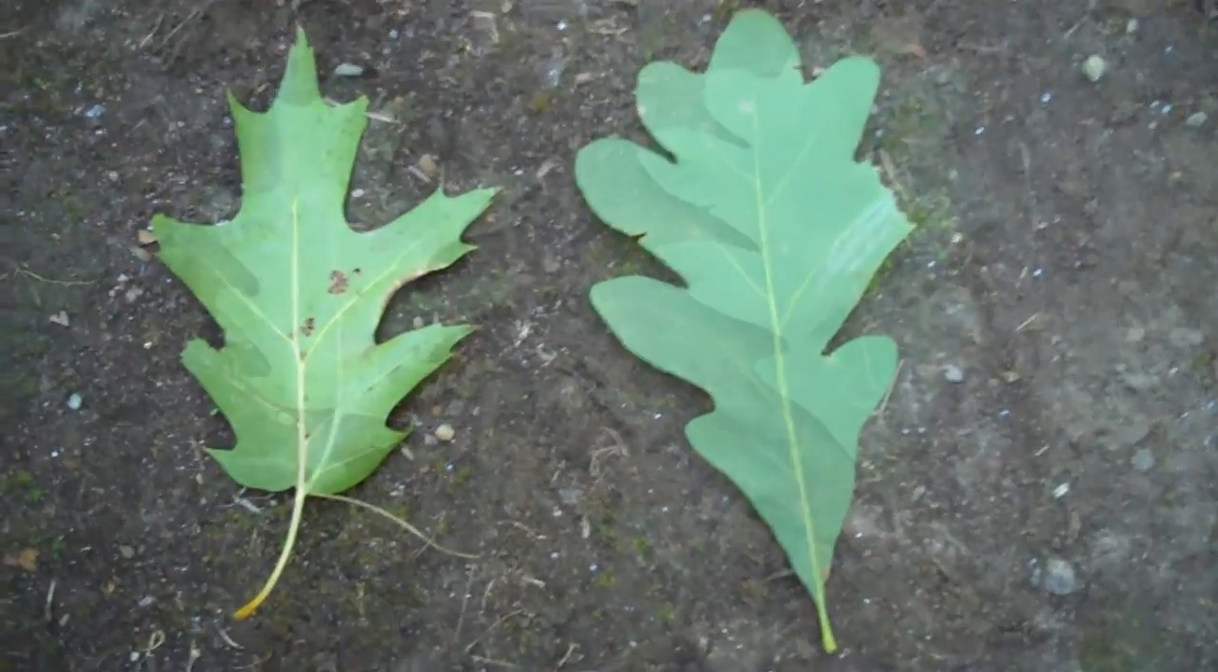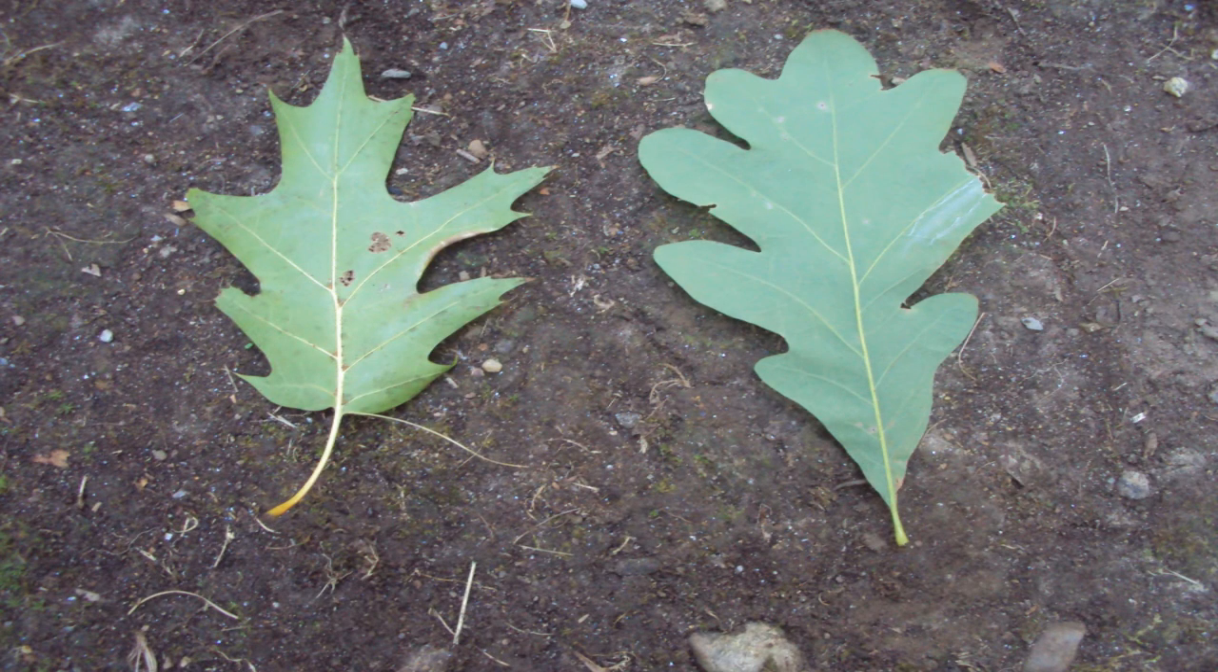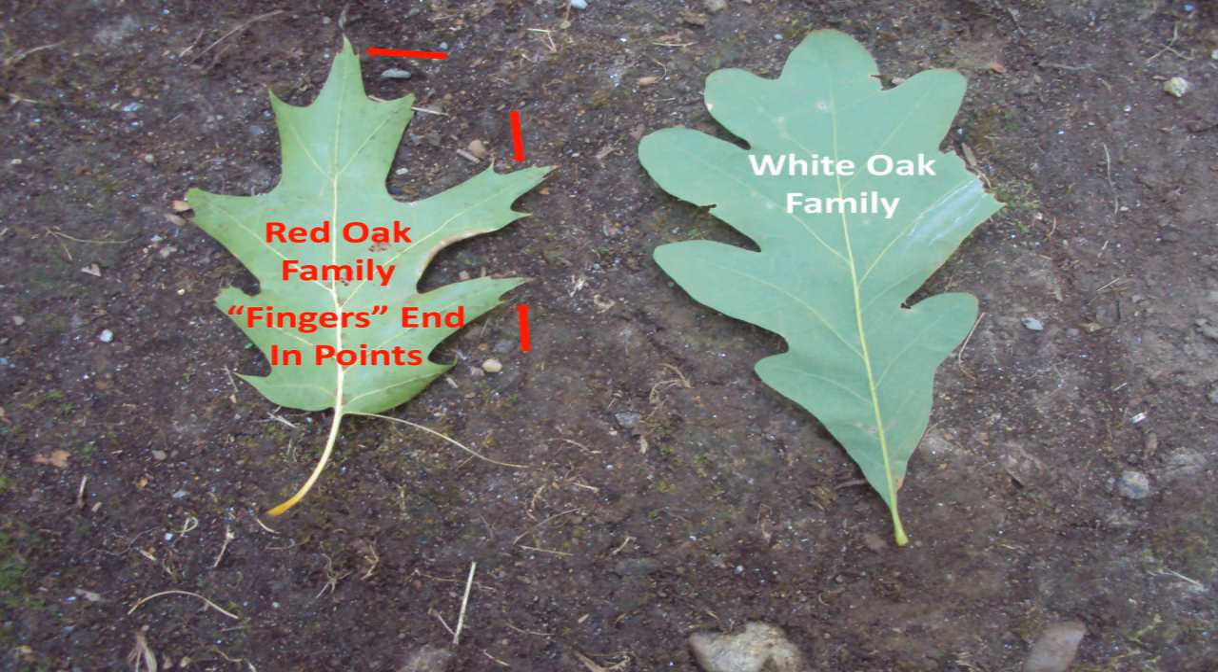But in general, oak trees can be divided into two broad categories or families: the red oak family and the white oak family. And looking at these two leaves here, you can see the difference quite easily. On the left is a red oak, or a member of the red oak family. And you'll notice that the fingers of the leaf end in a sharp point. On the right is a member of the white oak family. And as you can see, those fingers are rounded at the end.